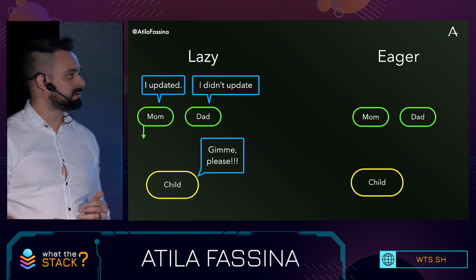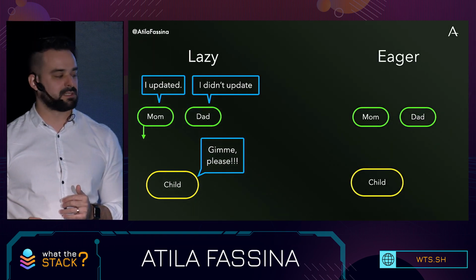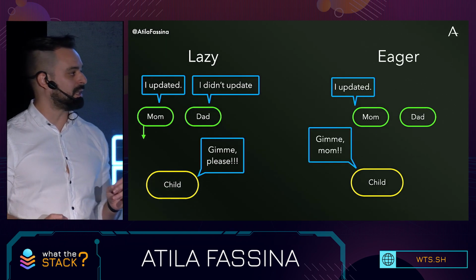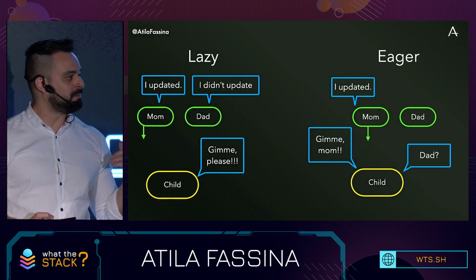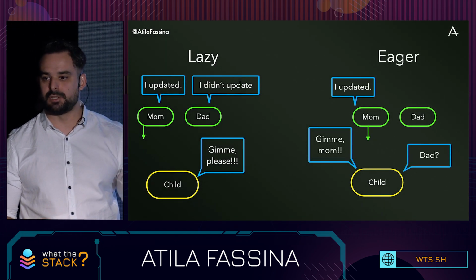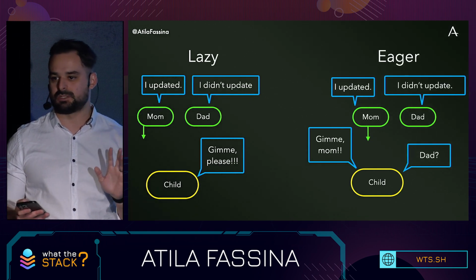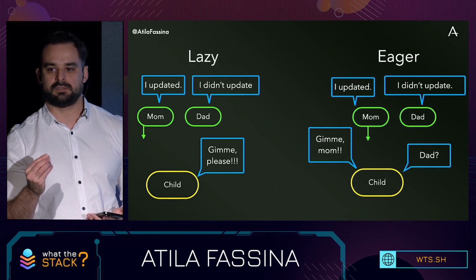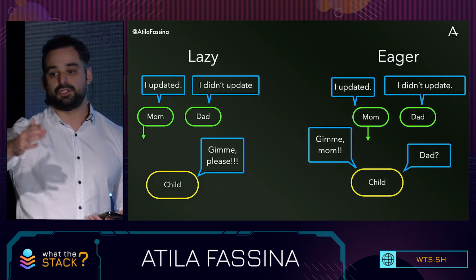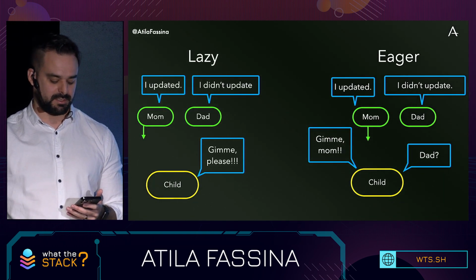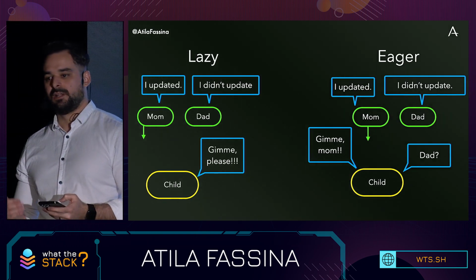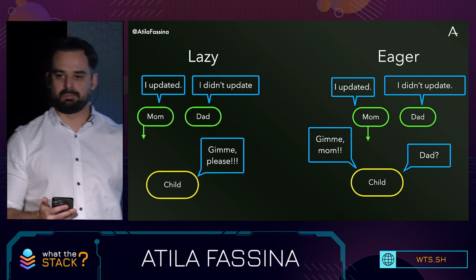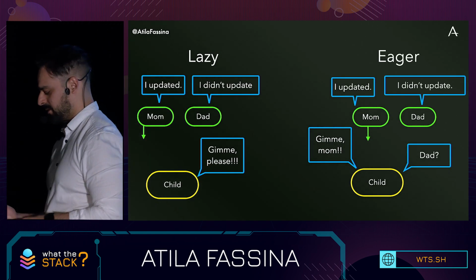On eager signals, what happens is the mom says, I have an update. And then the child says, okay, give me the update, and immediately goes to the dad and says, okay, do you have an update? And then the dad says, no, I actually don't. So the eager signals invert the control, where the child actually goes to the other parents to check the state they're in. And that's the main difference between the different implementations of signals in this case.